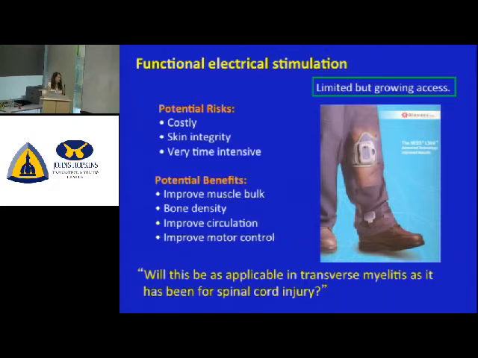So the question is, is this as applicable in transverse myelitis as it has been in spinal cord injury? And then the idea would be it should be different, right? Because your damage is different to the spinal cord in TM than in a traditional traumatic spinal cord injury.